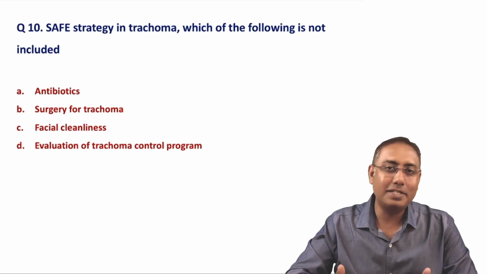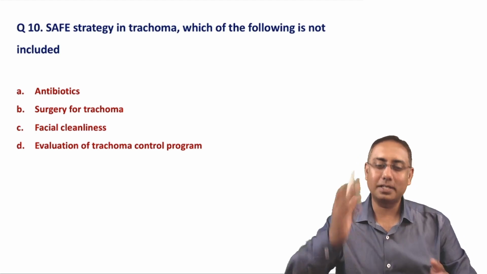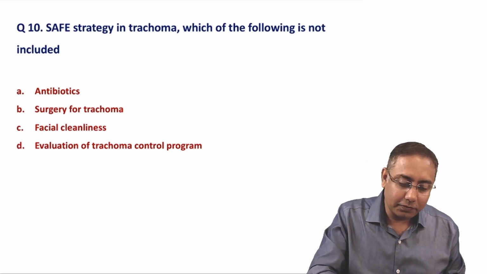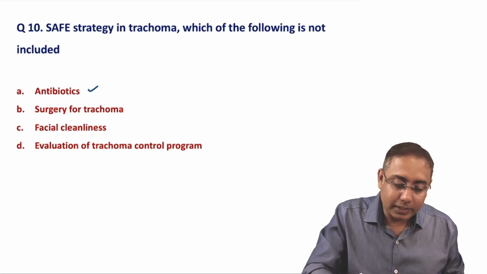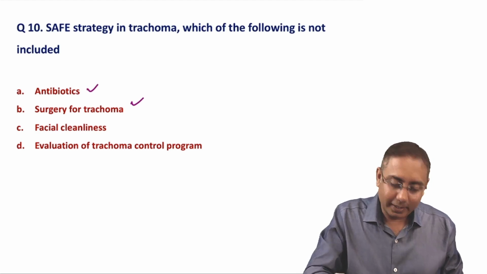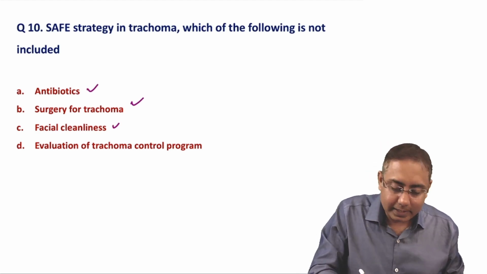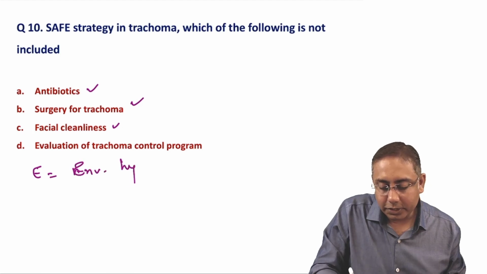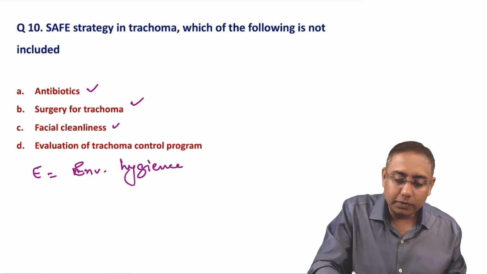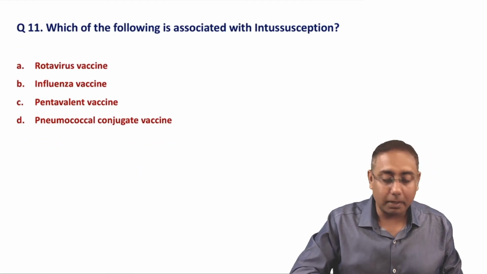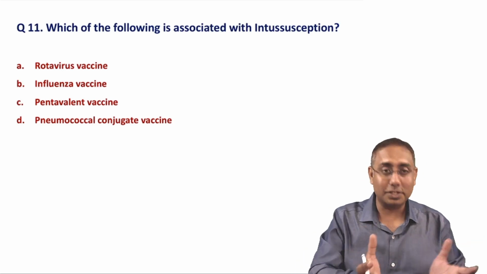It is one of the very simple basic questions, multiple times asked. It is an age-old MCQ. SAFE strategy stands for: S for surgery, A for antibiotics, F for facial cleanliness, and E for environmental hygiene. So which of the following is not included? Evaluation of a trachoma control program is not a part of this whole system.